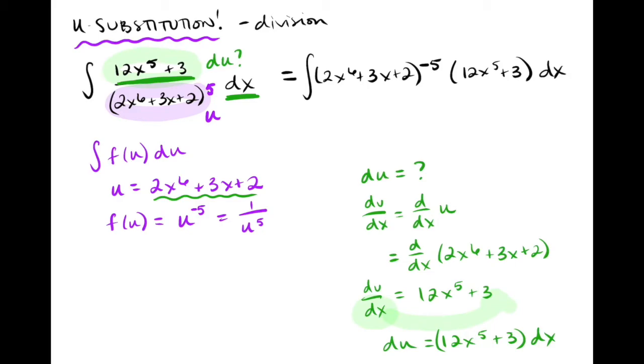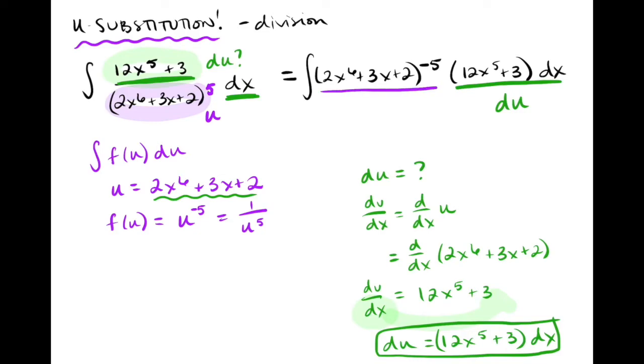All I've done is taken this purple stuff, this 1 over u to the 5th, and moved it up to the top with a negative exponent, because that makes it really clear to see that 12x to the 5th plus 3 dx is the same du I got down here. So that is definitely du. And this (2x to the 6th plus 3x plus 2) to the negative 5 is going to be f of u, which again is u to the minus 5th.